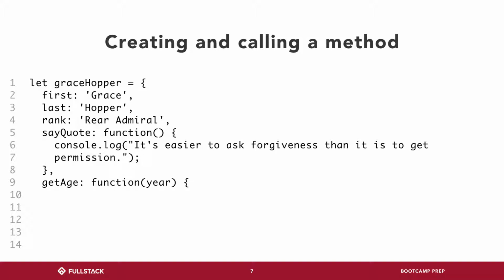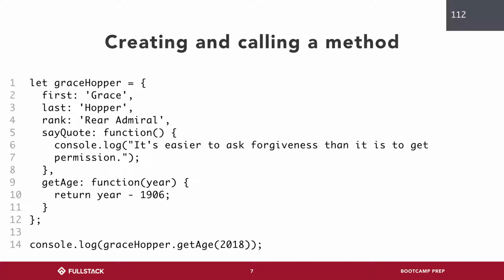So creating and calling a method. In this case, we're going to add another property called getAge, and we're going to show that it's going to be a function that takes in a parameter called year. And it's basically just going to return year minus 1906, which is 112. And so over here, we have the order of operations again. Before we even worry about this, we need to find the Grace Hopper object, find the getAge property. Then we know it's a function, so we can actually call these parentheses and plug in 2018.